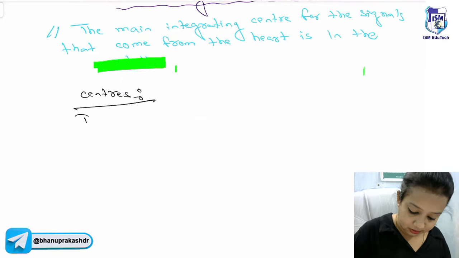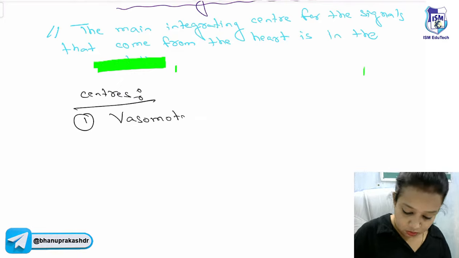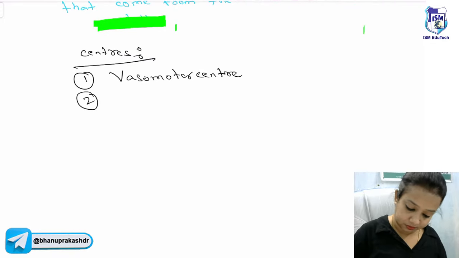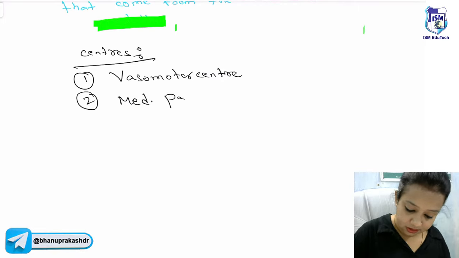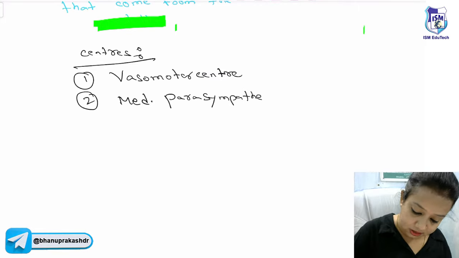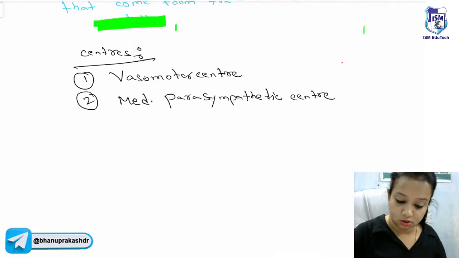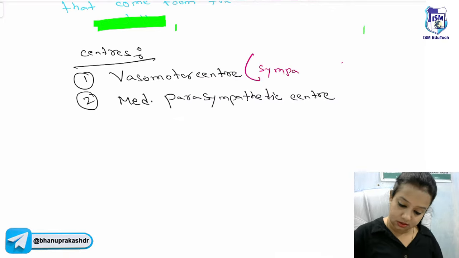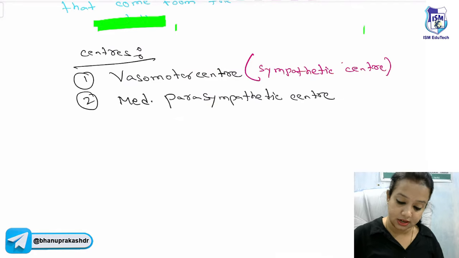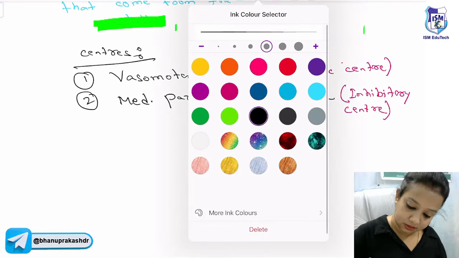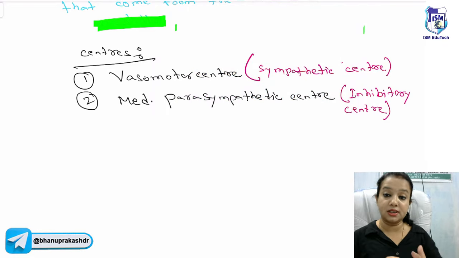the centers are the vasomotor center. Okay, vasomotor center. Then you have the medullary parasympathetic center. Now, this vasomotor center is also called the sympathetic center. Okay, the medullary parasympathetic center is also called the inhibitory center.